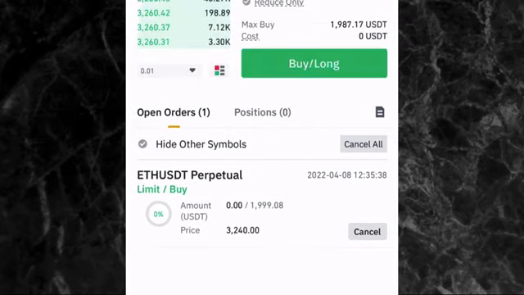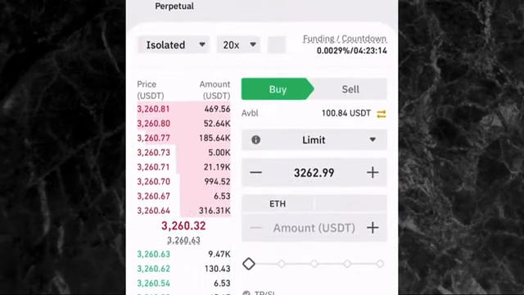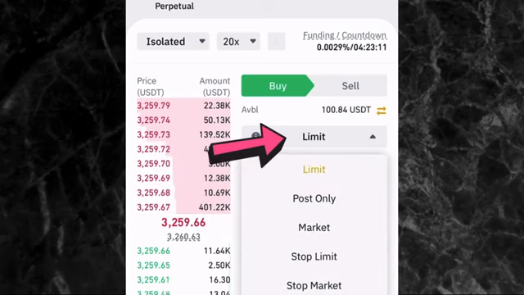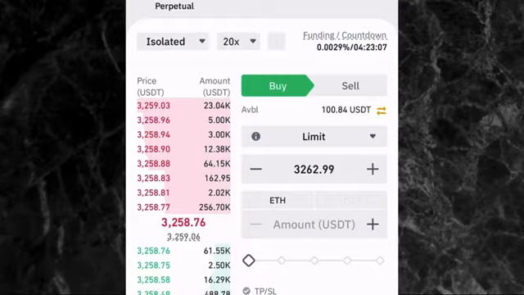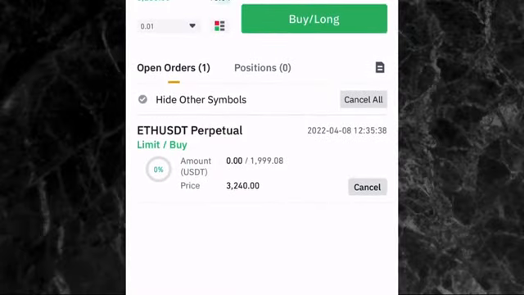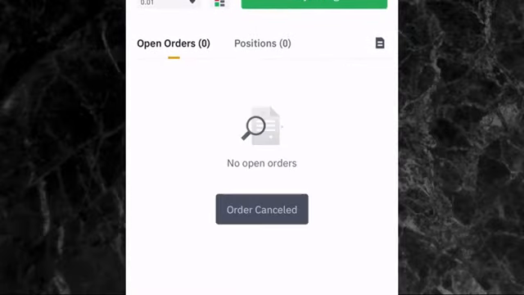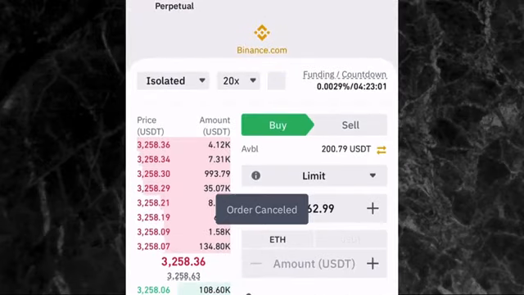Now, let's say, for example, we want to enter the trade instantly. We don't want to wait for the market to go down before we enter the trade. You just have to come up here where you have limit. You tap it, and here you tap on market. You're going to be using market instead of limit. But before I do that, let me cancel this trade that is open. I'm just going to tap on cancel right here. So you just cancel it. Once you cancel it, you have $100 back.